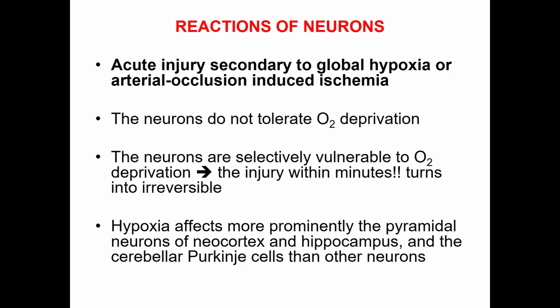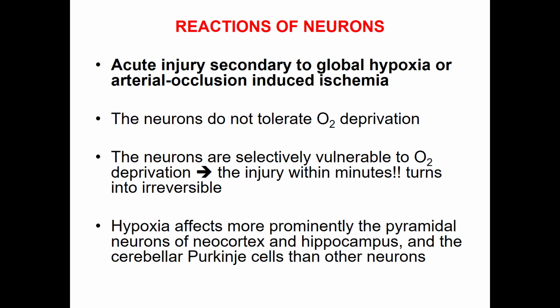So neurons in general do not really tolerate oxygen deprivation for long. And there is another important concept of the central nervous system, that neurons have selective vulnerability to oxygen deprivation. Some neuronal cell populations can survive for quite long, still in the magnitude of minutes, and the other neurons die much earlier, within a couple of minutes, and they turn into irreversibly damaged cells, and they are going to die by apoptosis or necrosis depending on the pathogenetic process.